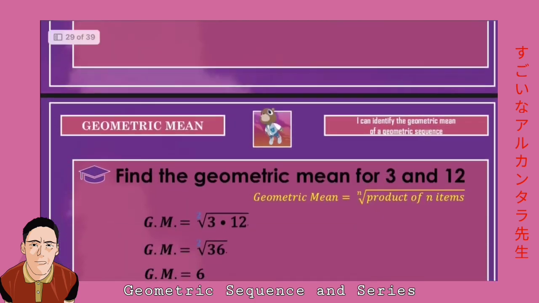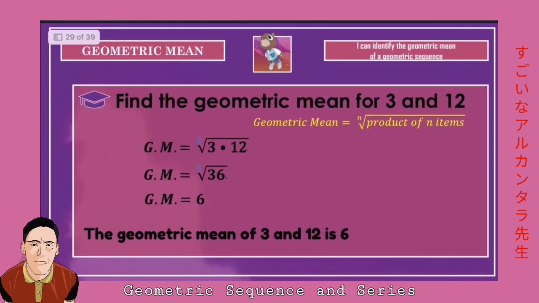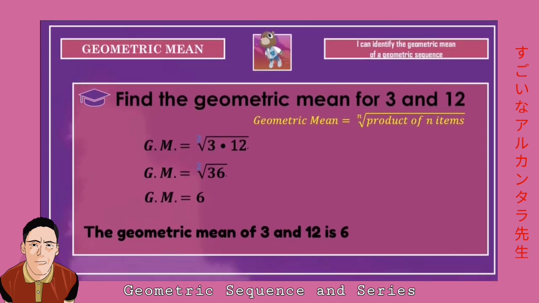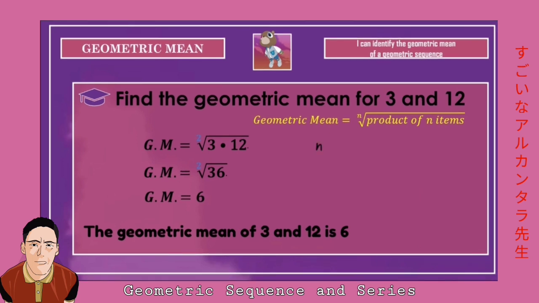Don't worry. For example, you have 3 and 12, and you're trying to find the geometric mean, the one in between them. You get two terms, right? That's your n. Since you have two terms, n here is equal to 2. When we're talking about the product of n items, we're simply multiplying the given 3 and 12. Hence, 3 times 12 is 36. And the square root of 36, since the index is 2, that's the square root. The square root of 36 is 6.